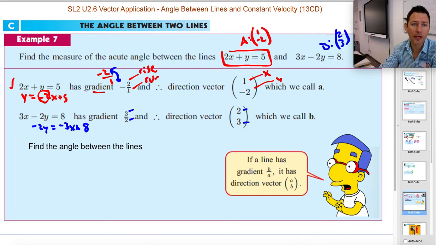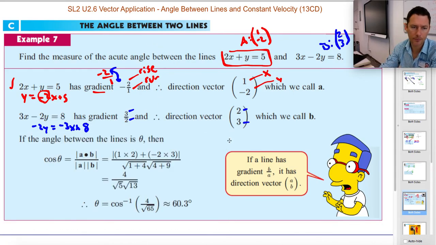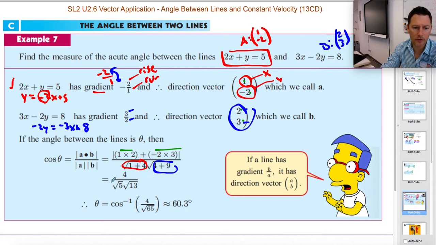Great. And then we can find the angle between the lines using our fancy equation. So we can say, let's take the dot product of our direction vectors. So we take the dot product of this. We say 1 times 2 plus -2 times 3, right? And then we take the magnitude of this, 1 squared plus -2 squared. That's this piece, right? And then we take the magnitude of this, 2 squared plus 3 squared, and we crunch the numbers. That's cosine of theta. So then you take the inverse cosine of theta, you get around 60.3.